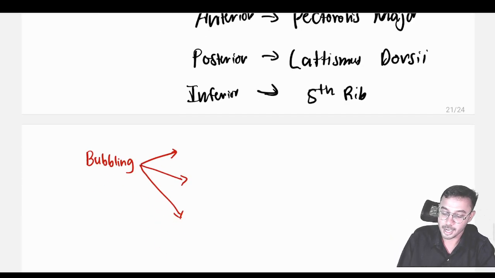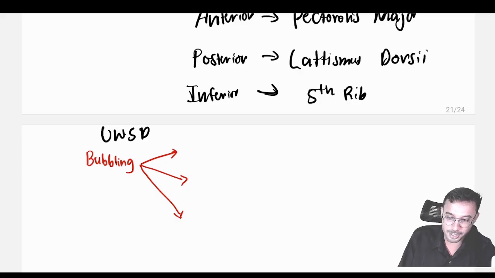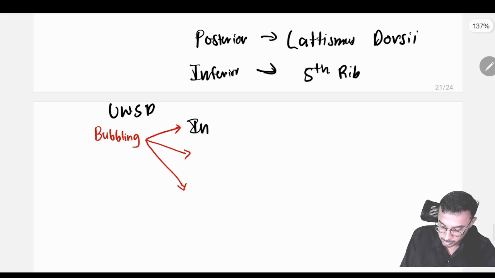So this ICD is connected to the UWSD, the underwater seal drainage system, right? In this underwater drainage there will be bubbling, right? Remember these 3 points, they can solve a lot of MCQs. If the bubbling is intermittent, then that is normal.